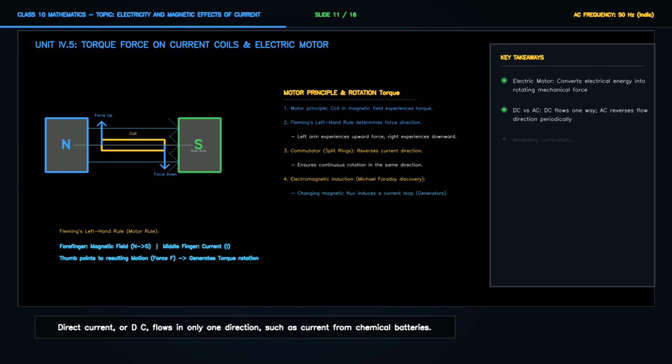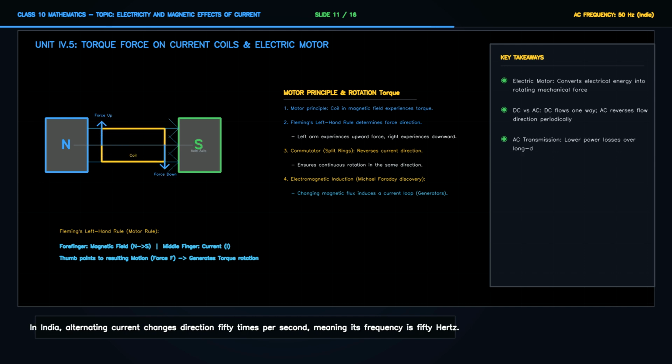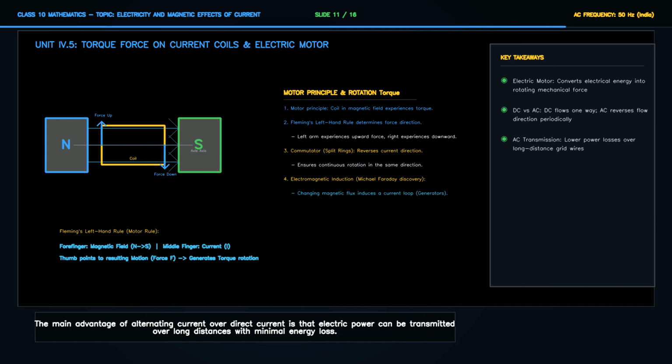Direct current, or DC, flows in only one direction, such as current from chemical batteries. Alternating current, or AC, reverses its direction of flow periodically. In India, alternating current changes direction 50 times per second, meaning its frequency is 50 Hz. The main advantage of alternating current over direct current is that electric power can be transmitted over long distances with minimal energy loss.